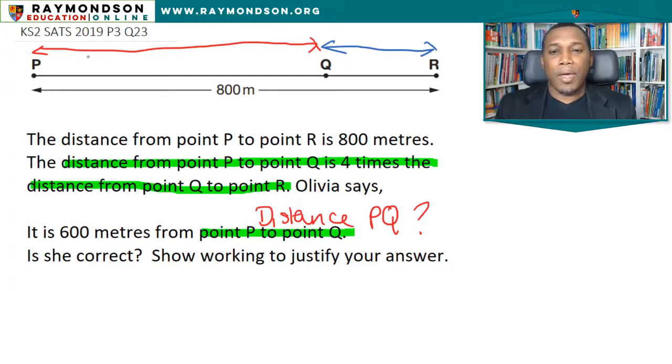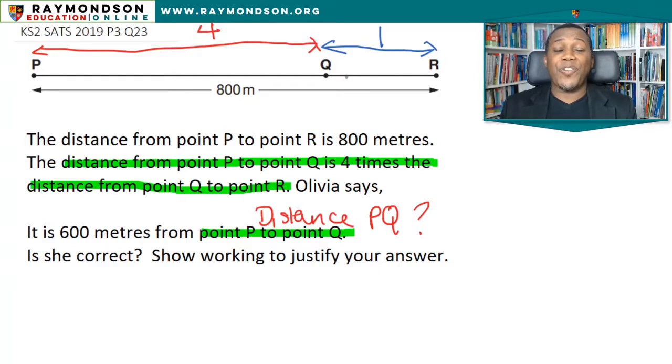That means that if I was to chop this line into parts, QR would be one part of the line, and PQ would be 4 parts, because it's 4 times bigger. So that's the way of looking at it. If this is one part of the line, this has to be 4 times bigger, so it has to be 4 parts. So I want to think about this line being cut into 4 plus 1.